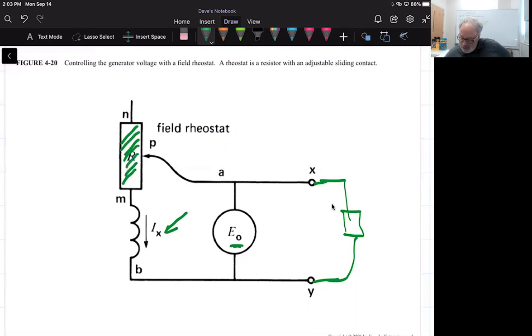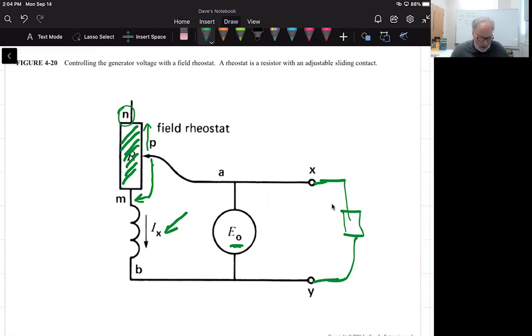And so what we're trying to show here is that we can move this connection to this field rheostat up to point N, and when we do that, we have maximum resistance at the N position, or we can move it down to the M position and have minimum resistance at that point. Okay, so that's sort of the idea. That's the thing that we want to think about.